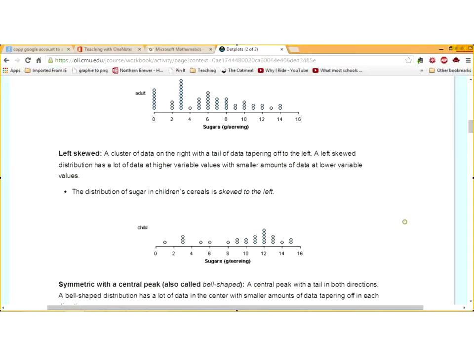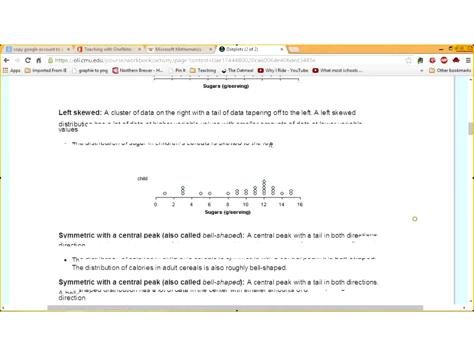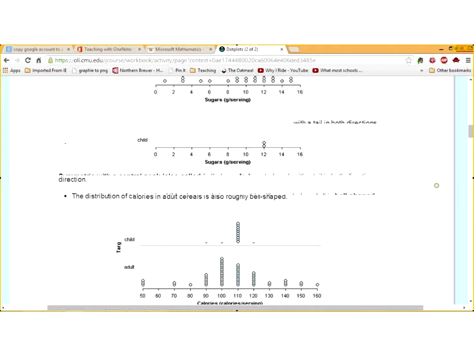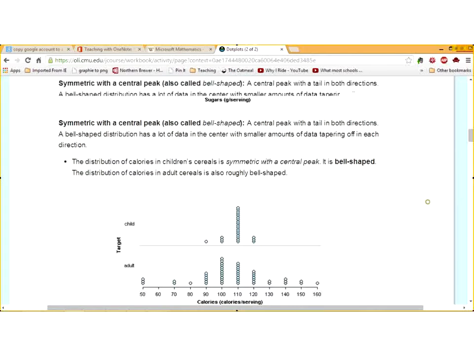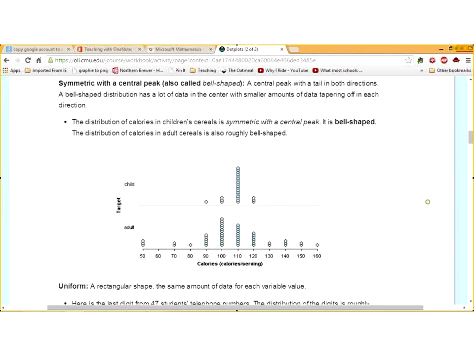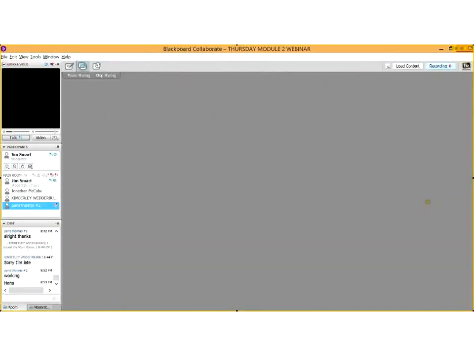All right. Okay, so long tail to the right, right skewed; long tail to the left, left skewed. And then symmetric with a central peak is bell-shaped. So these are a couple of examples of bell-shaped. With children's cereals, they're very, very closely clumped together, but they are bell-shaped. There's one central peak, and it's pretty even on both sides. The adult cereal is also fairly bell-shaped. Central peak, and it tails off pretty equally in both directions.